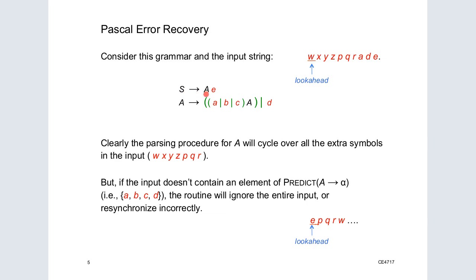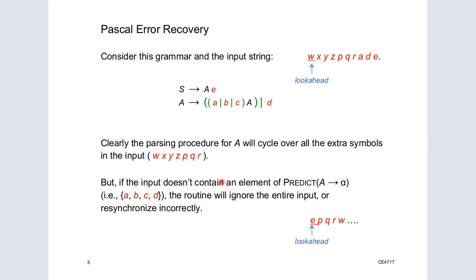We call parse A, and the predict set of parse A, of course, at this point is A, B, C, or D. So when we're in parse A, we will then look at the input and say the input looks like that. So we have W, X, Y, Z, P, Q, or A. The parsing procedure for A will clearly cycle over all the extra symbols in the input, and it'll resynchronize there.